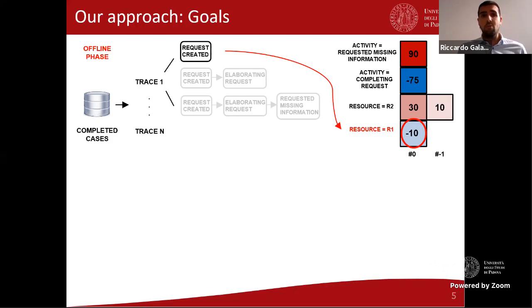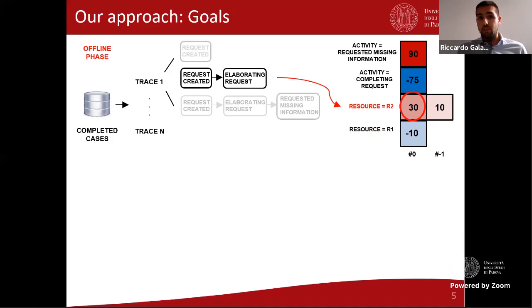In this first example, we have request created that is performed by resource R1, and we see that the explanation is negative, meaning that probably the model is predicting a lower remaining time because resource R1 is a very efficient resource. Then we pass to the second prefix, in which request created is followed by elaborating request performed by resource R2. Here the explanation is telling us that the remaining time is increased, probably because this resource R2 is not so efficient as R1.